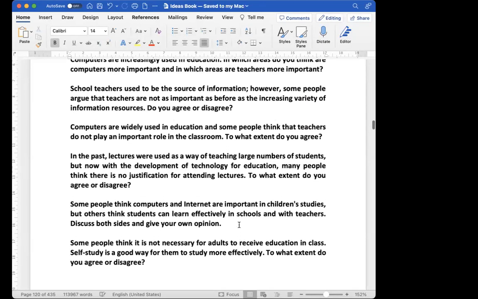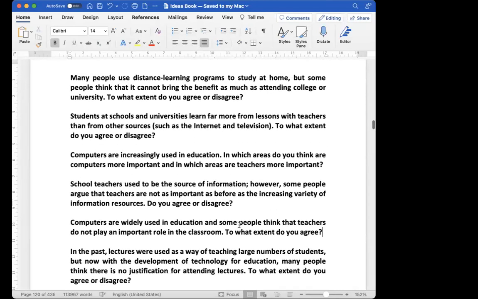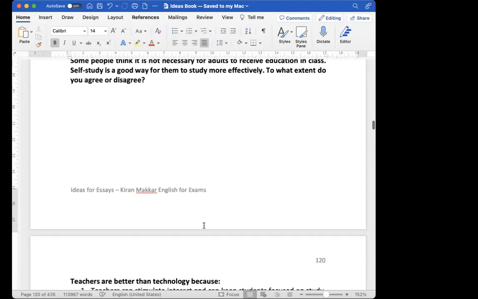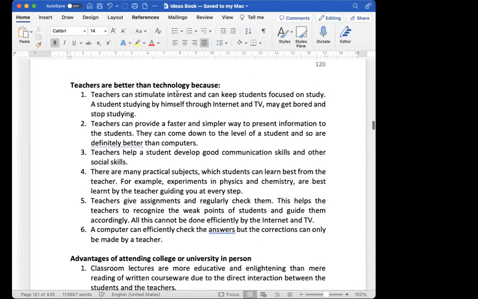Now, I've put all these essays in one because the gist of all of them is teacher versus technology. Is that correct? Teacher versus technology, right? Yes, ma'am. And you pick and choose the points we are going to do together now, and then your essays are done if you know how to handle any type of essay. Okay. Teachers are better than technology because now you should know these points.